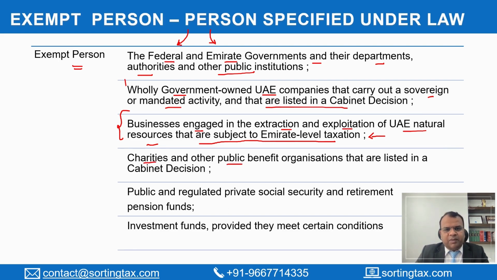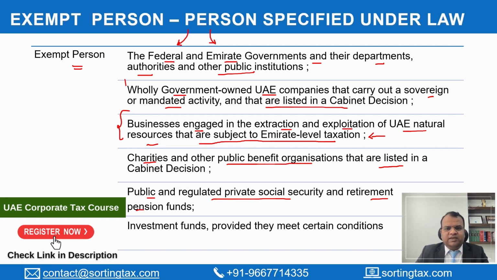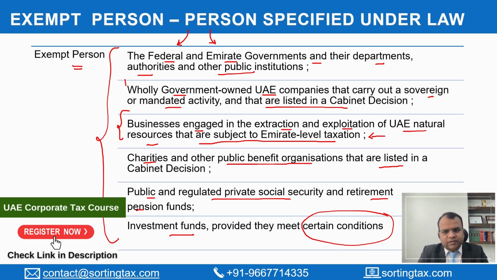Charities and other public benefit organizations that are listed in a cabinet decision, they will also be exempt person. Public and regulated private social security and retirement pension funds, these will also be exempt person, and investment funds, provided they meet certain conditions. Now, we are going to look at each of these particular aspects in detail in the subsequent slides, and therefore, I'm not getting into the broad details here, but just to get an overview, this particular slide was just to tell you at one place, summarized, what are the tax provisions and who all may qualify as exempt person.